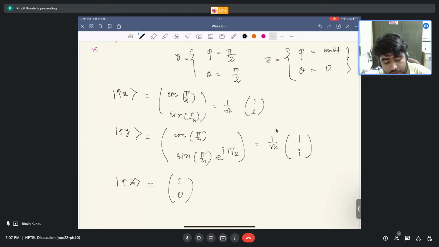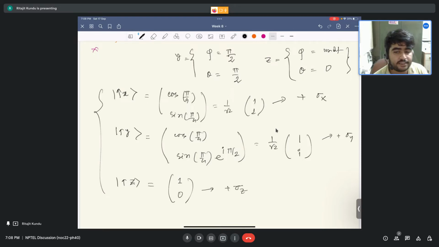If you carefully look at these states, you will see that this is the plus half eigenstate of sigma x, this is the plus half eigenstate of sigma y, and this is the plus state of sigma z.